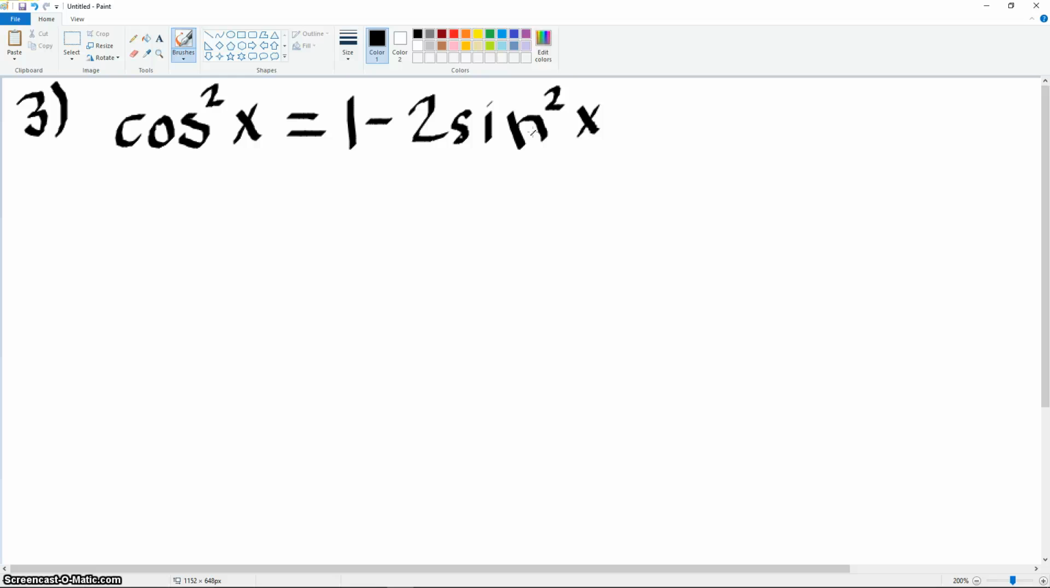Trig identities. So we're going to need to convert or change something so that the equation can be in one trig. So what I'll do is I'm going to say cosine squared of x is equal to 1 minus 2. There's an identity for sine squared, and that is 1 minus cosine squared of x.